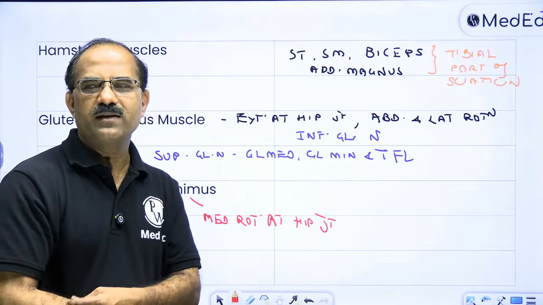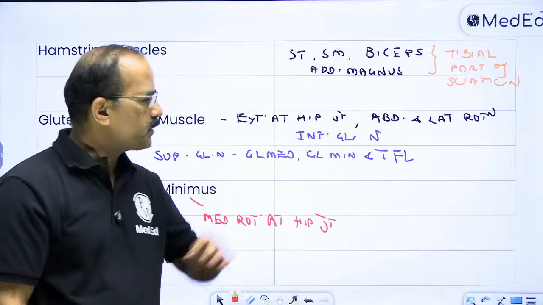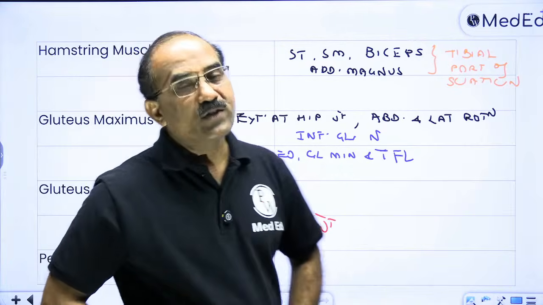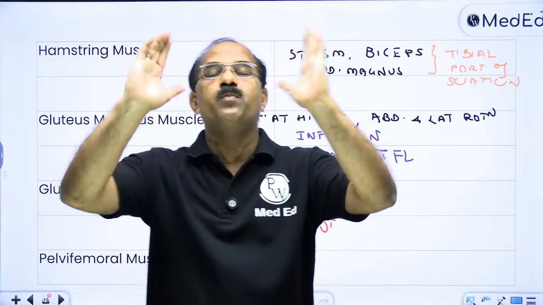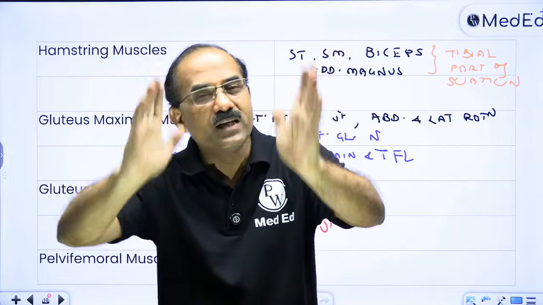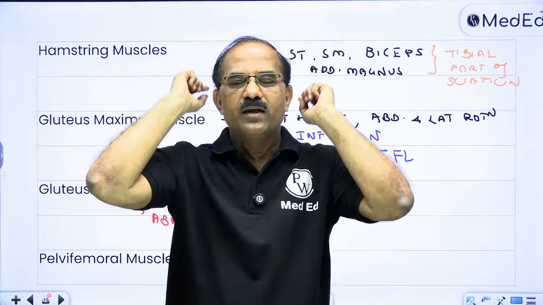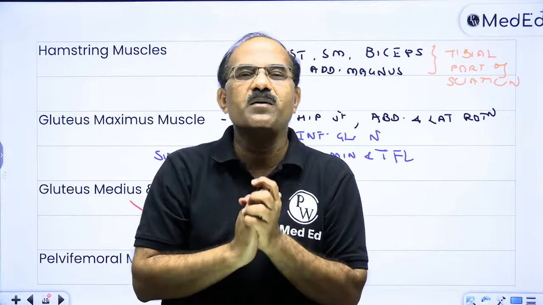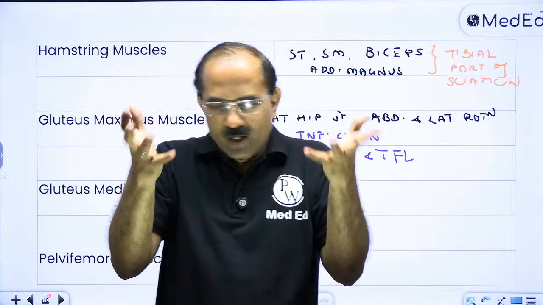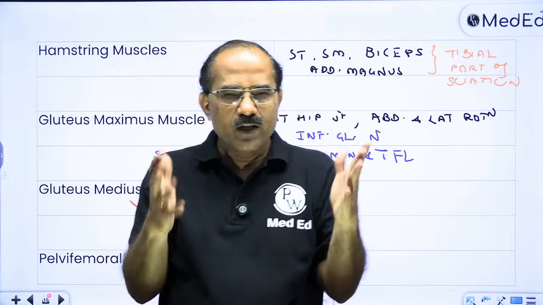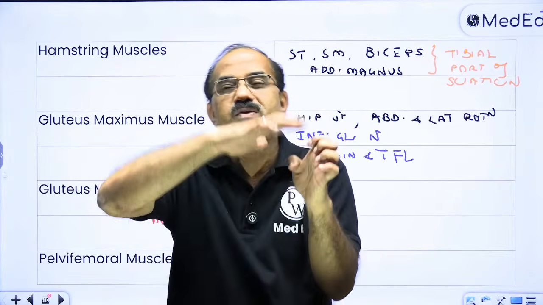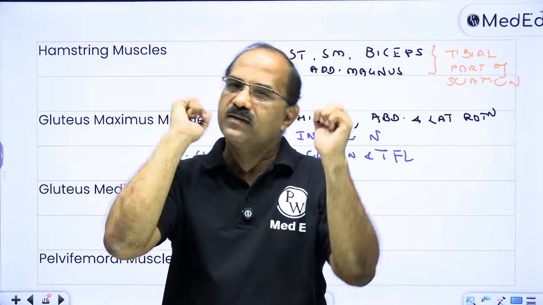So just remember that: the actions of gluteus maximus, and of medius and minimus. The third action of gluteus medius and minimus is that they support the pelvis when one foot is off the ground. If I'm standing on my right leg, the right side gluteus medius and minimus are going to support the pelvis on the left side. Is it making sense?